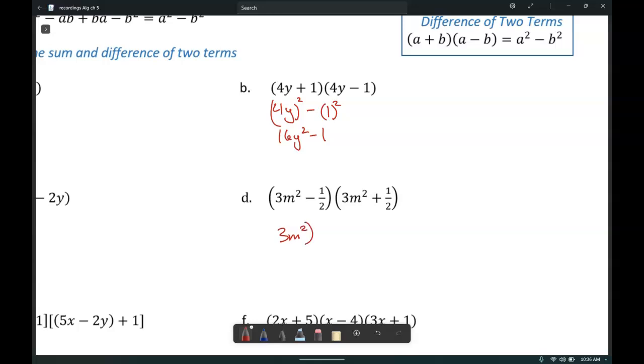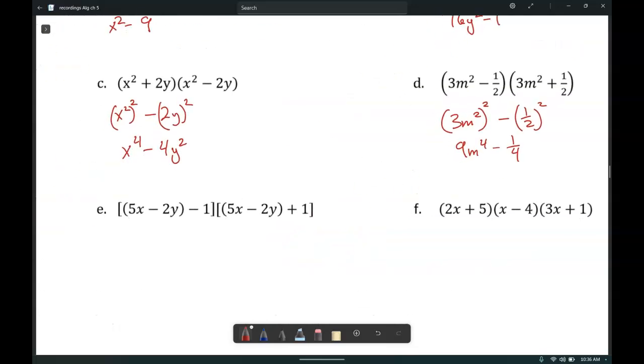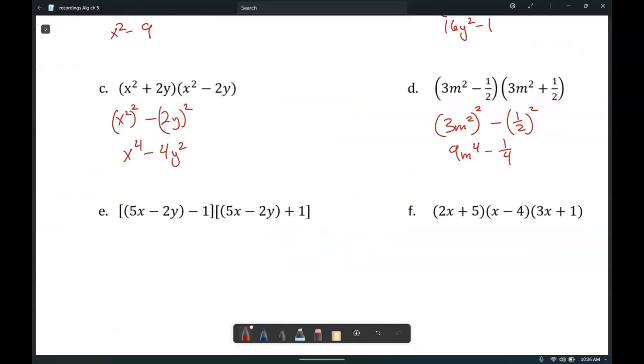3m squared squared minus 1/2 squared: 9m to the fourth minus 1/4. Here we have a much more complicated binomial, technically a trinomial, but again we have the same terms here, a and a, b and b, 1 minus, 1 plus. So we can take (5x minus 2y) squared minus 1 squared, a squared minus b squared.